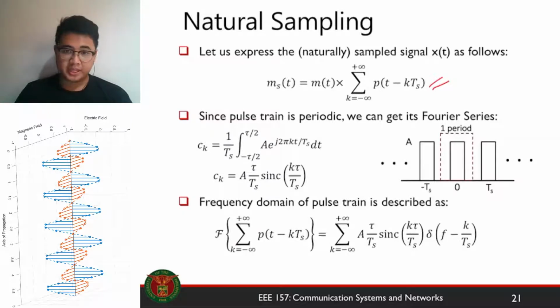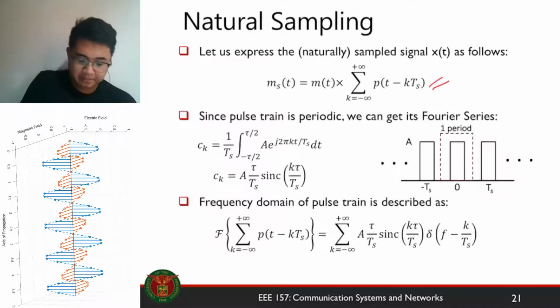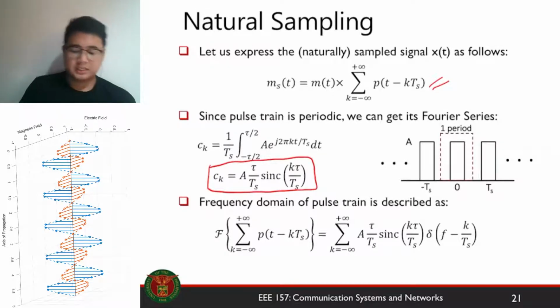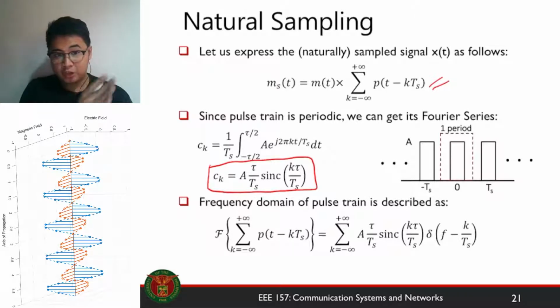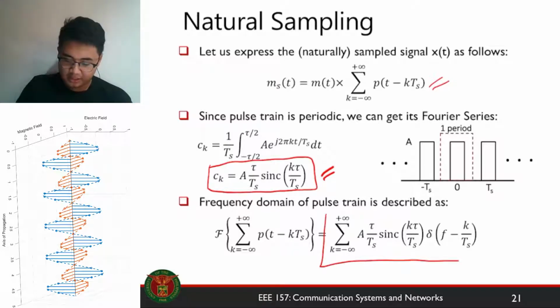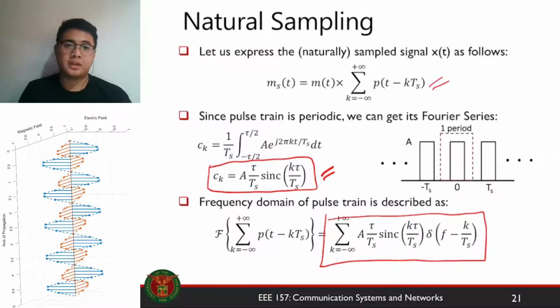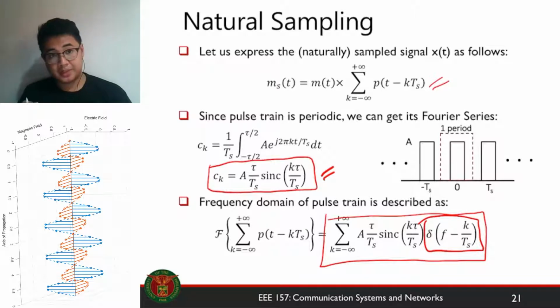Since we have a pulse train that is periodic, okay, we can get its Fourier series. In this case, it's just a rectangular signal. Quite simply, the Fourier series is defined by a sinc function. It's a sampled sinc function. Right? So a sinc function that is sampled ideally in the frequency domain. So we get the Fourier transform of that based on this definition. In the same way that we got the Fourier transform of an impulse train, we have a weighted sum of delta functions in the frequency domain.